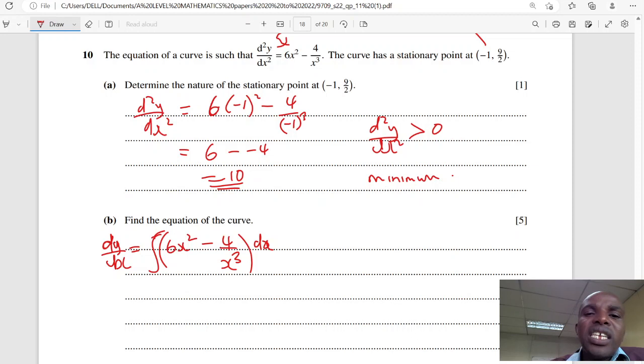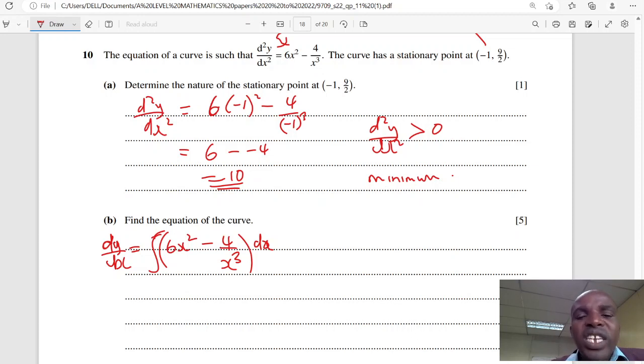Actually, to find the d squared y over dx squared, we differentiate, right? We differentiate that part to find that part. Now, to find the item before that part, you have to integrate. So we integrate, we find our dy dx. Then after that, to find the equation of the curve, you have to integrate again so that you can find y, or that is our f of x.